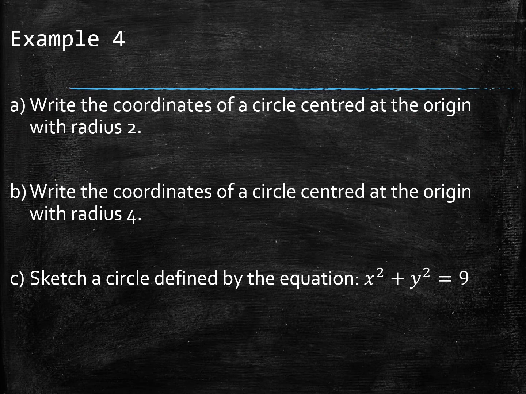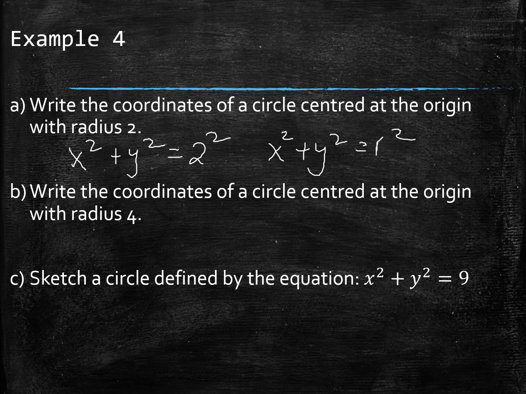Our first circle example: write the equation of a circle centered at the origin with radius 2. So, x squared plus y squared equals, I gave you the radius, 2 squared. What is 2 squared? 4. Oops, that should say 4, not r squared. So x squared plus y squared equals 4.